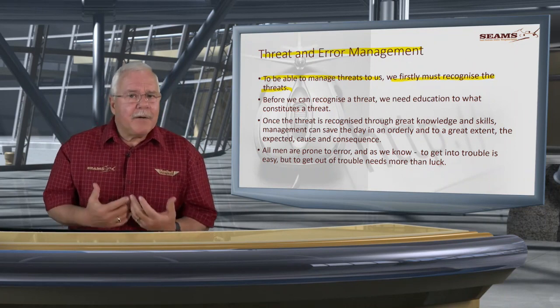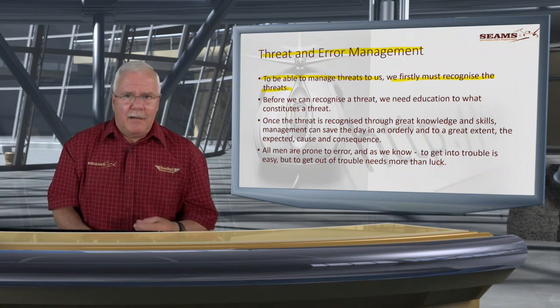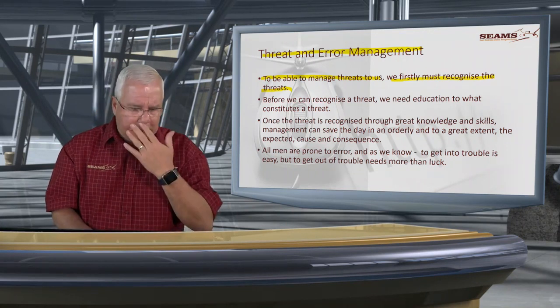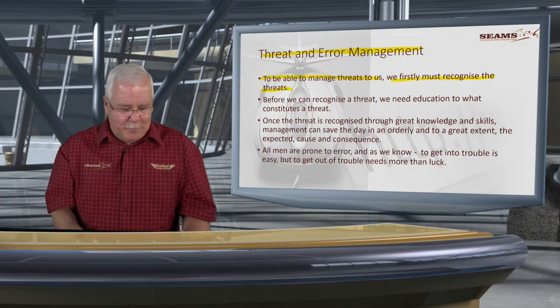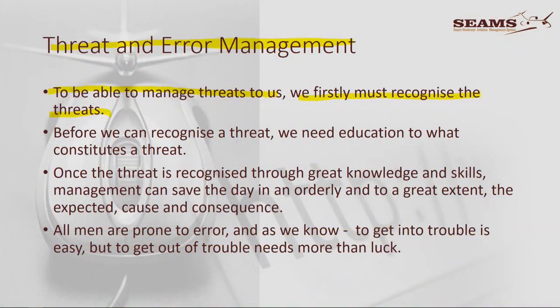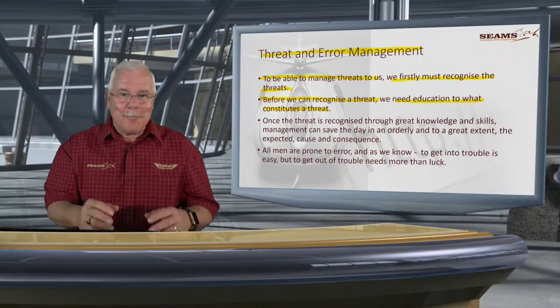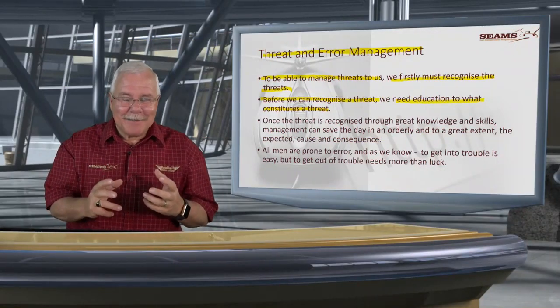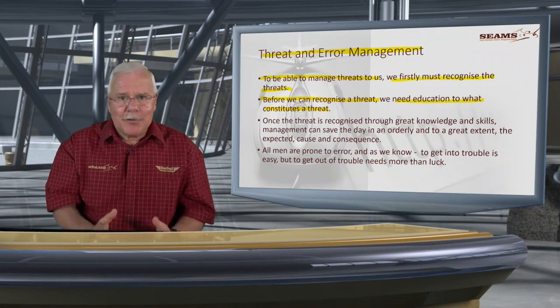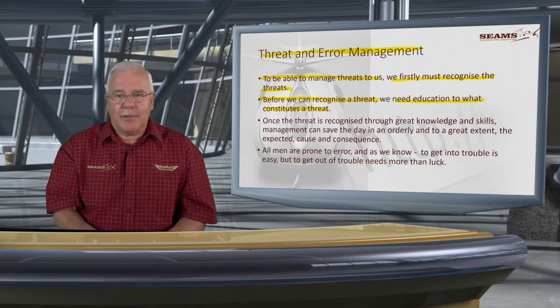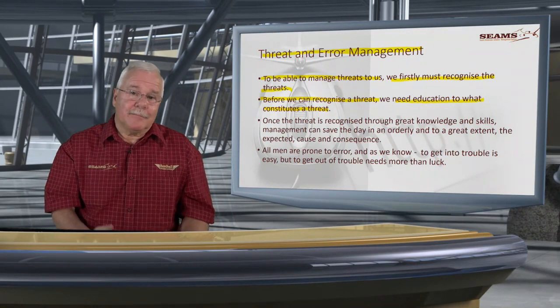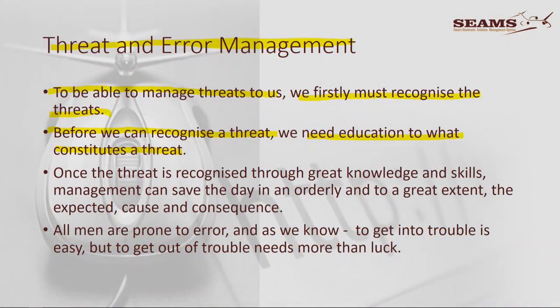What's an error? Well, an error is a mistake that we make. Other people can make mistakes as well, and I know ATC don't always want to say it's possible, but they can also make mistakes. But before we can recognize a threat, we need to know what constitutes a threat. Anything that can cause harm or damage to us and our aircraft. It's as easy as that.